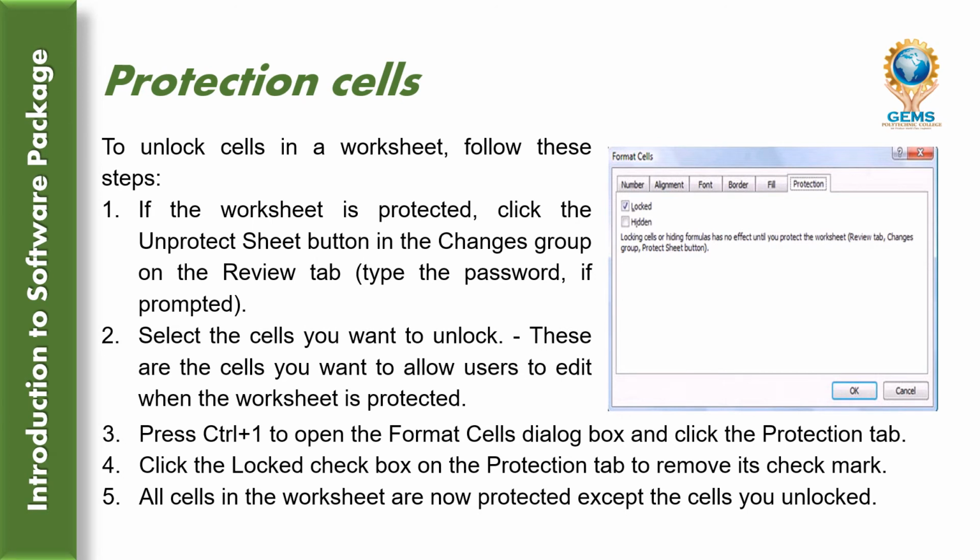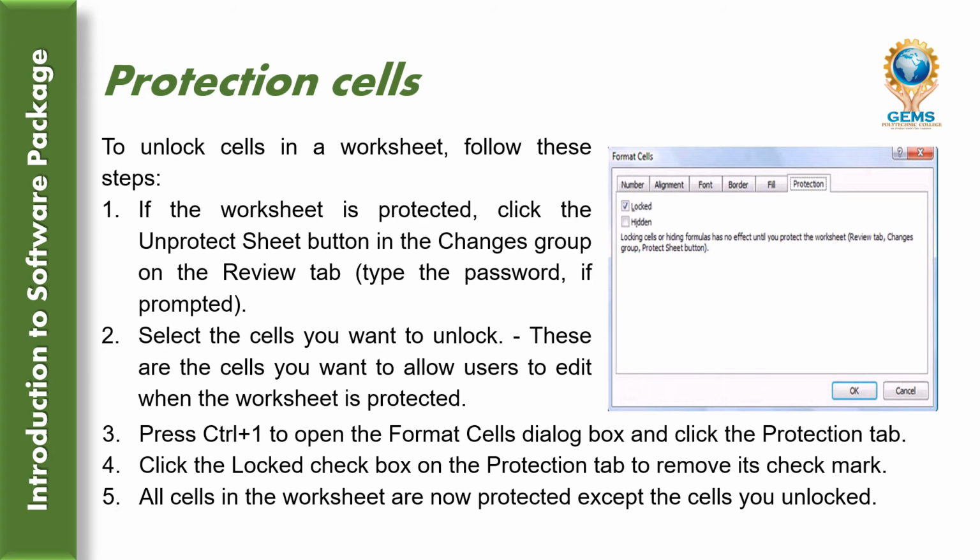So how to unlock a cell in a worksheet? There are some steps to be followed. If the worksheet is protected, click the Unprotect Sheet button in the Changes group on the Review tab. Then you have to type the password if prompted.